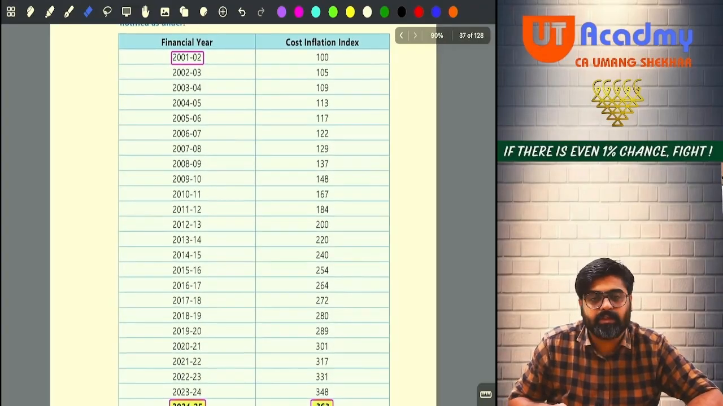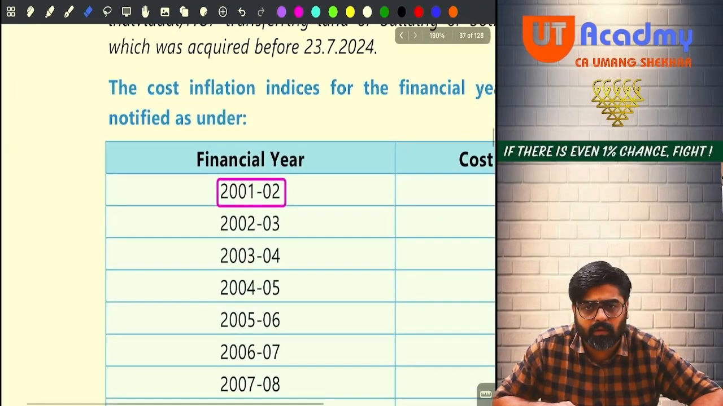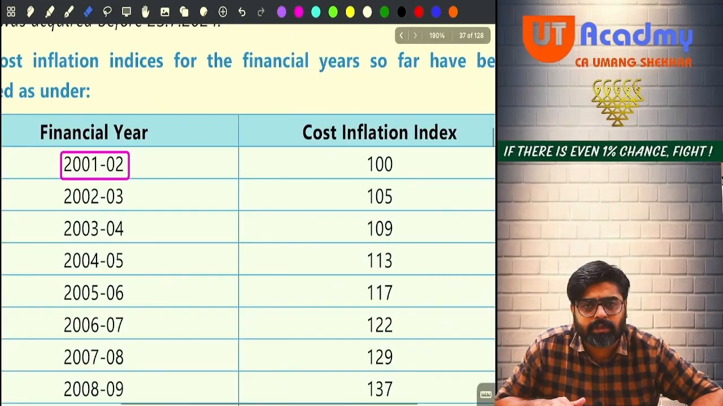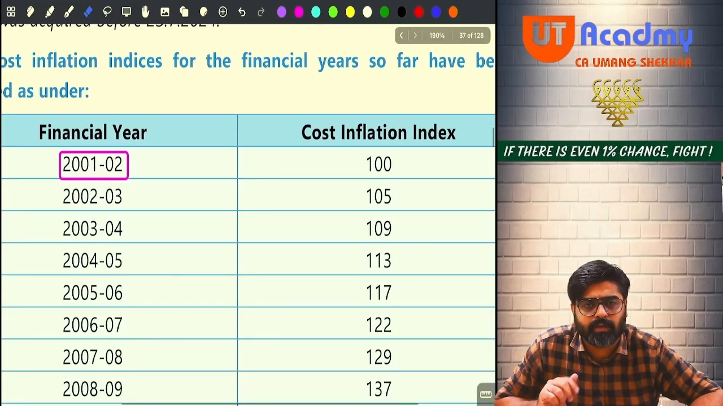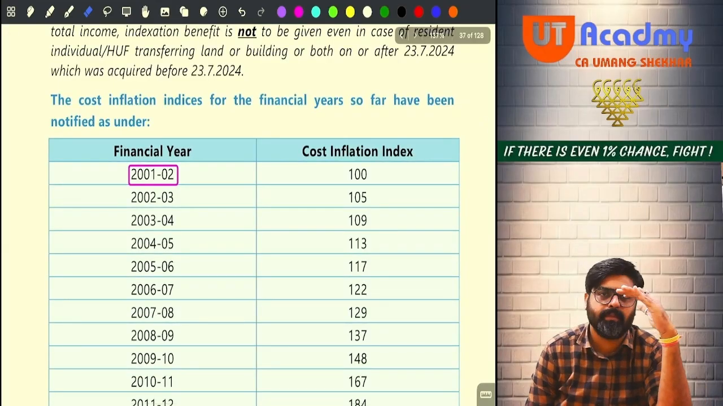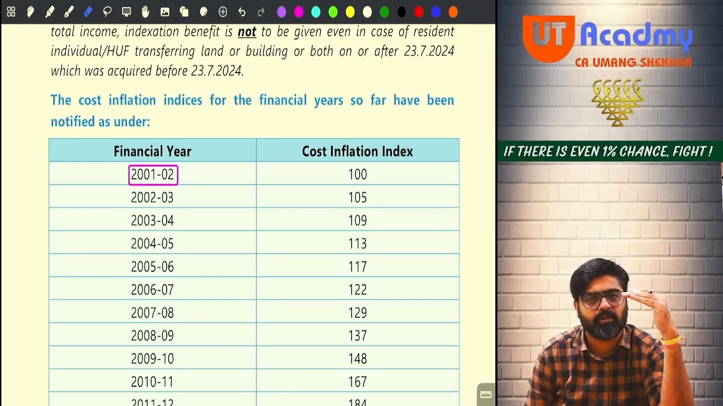Okay. Now what is this table? Please check what is the first year you can see over here. 2001-2. And what is the cost inflation index written in front of that? 100. So 2001-2 is kept as a base year.